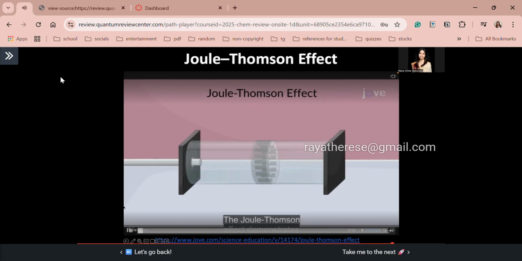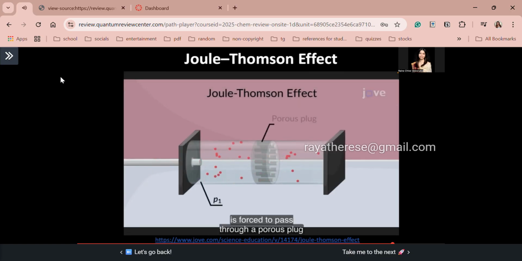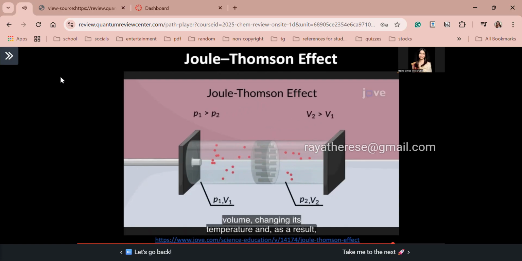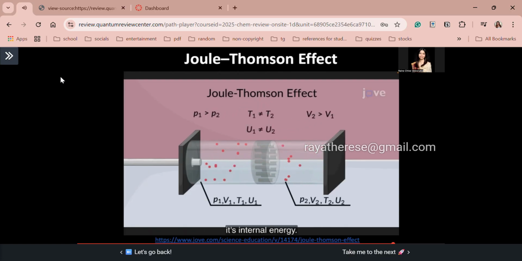Joule-Thomson effect demonstrates that in an adiabatic system, if a gas kept at a high pressure is forced to pass through a porous plug into a low pressure region, it expands and occupies a larger volume, changing its temperature and, as a result, its internal energy.